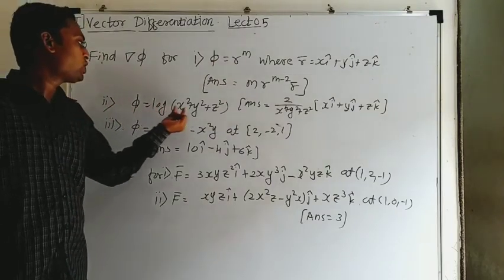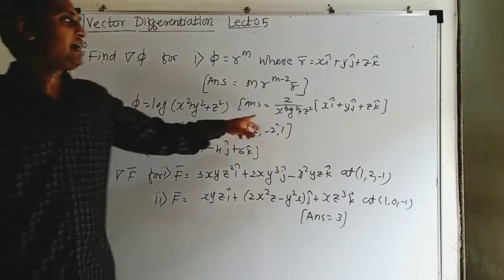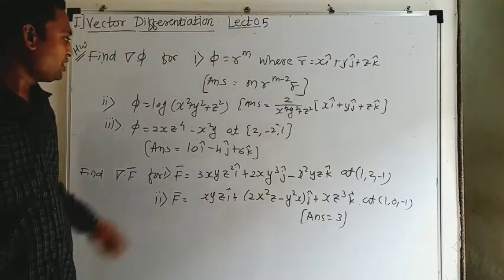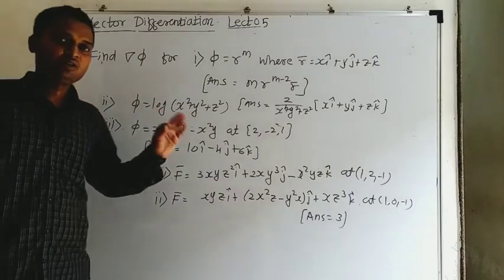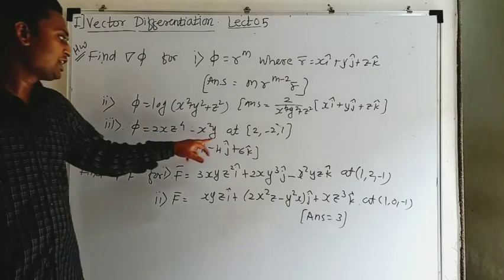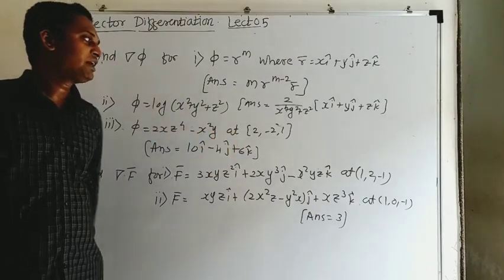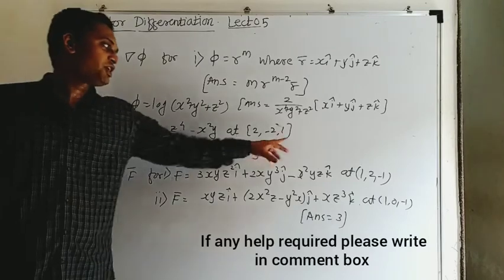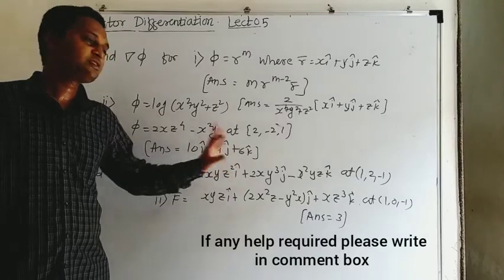Next, phi equal to log of x square plus y square plus z square. The value of the function is in terms of x, y, z, and this is the answer for the problem. Using the definition, you can directly get it. You just need to determine the derivatives carefully. And then the third function is given in terms of x, y, z: 2x z raised to 4 minus x square y at 2, minus 2, 1. At this point, you need to evaluate the derivative. You get the answer as 10i minus 4j plus 6k.